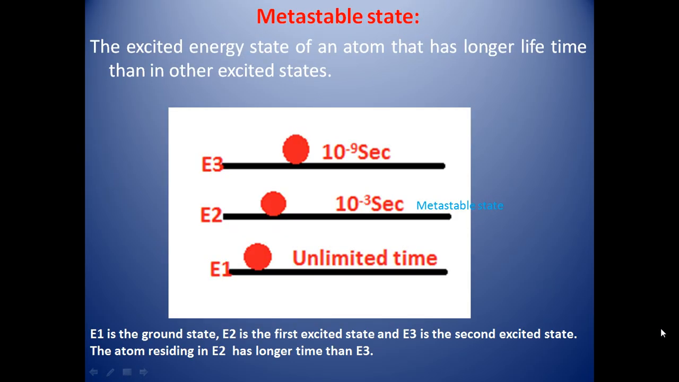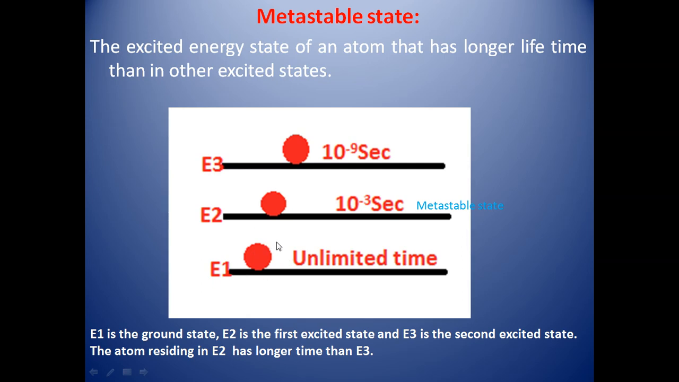Metastable state. So to have a clear understanding of it, let's say that we are having three energy levels. E1 is indicating the ground state, E2 is the first excited state, E3 is the second excited state. The atom resides in the ground state for an infinite amount of time, until and unless we give some energy; the atom remains here only. For metastable state, we are not worried about the ground state. We are only looking for the excited state.